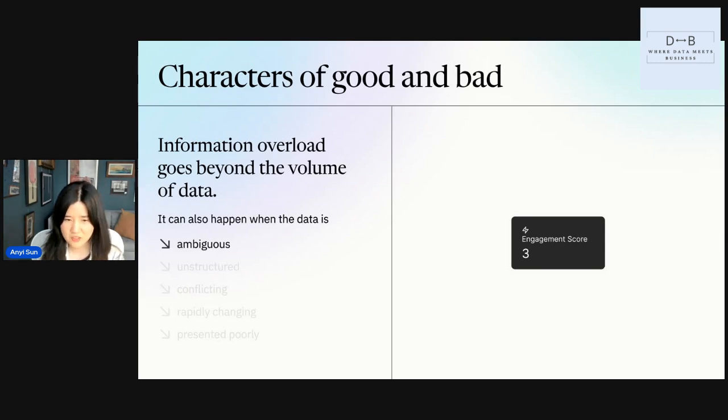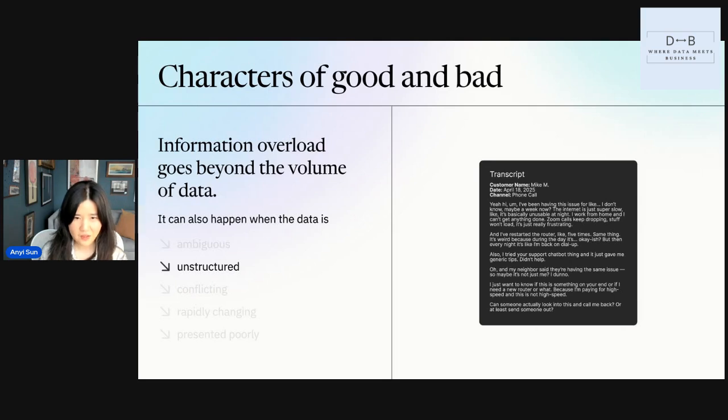So first, this is an example of ambiguous data. Let's imagine this is a metric callout on a homepage for a social media app. You're a creator on a social media app. It says engagement score. Well, it's very ambiguous how they define engagement here. And it's also not very clear what a number 3 means. Is it good? Is it bad? We don't know. It's ambiguous.